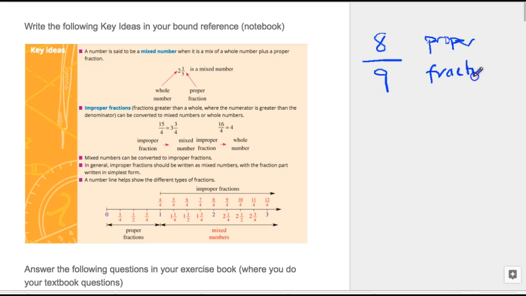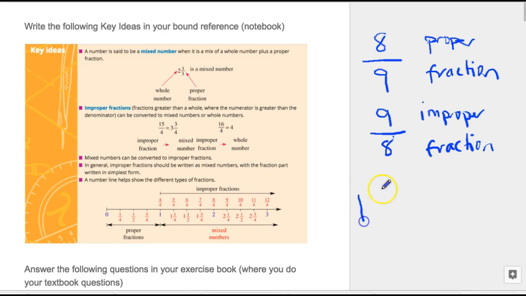Okay, I'm just writing quickly. Now, if we were to have a bigger numerator than our denominator, so let's just say I flipped it, it would be an improper fraction. The purpose of this topic is to convert improper fractions into mixed numbers, or mixed numbers into improper fractions. So basically you would say, how many 8s go into 9? We have 1. And how many left over? 1 over 8. And we call that a mixed number.